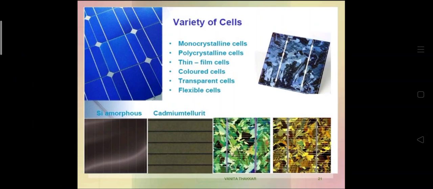What are the varieties of cells? Here are some diagrams. Observe these diagrams. Monocrystalline cells, polycrystalline cells, thin film cells, colored cells, transparent cells, flexible cells, silicon amorphous cells, cadmium telluride cells.